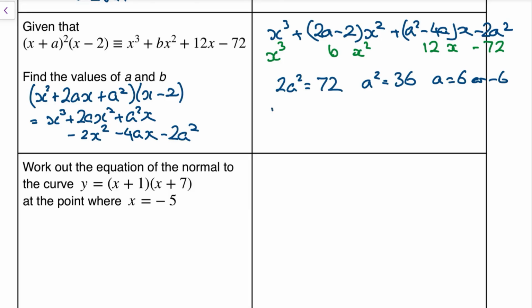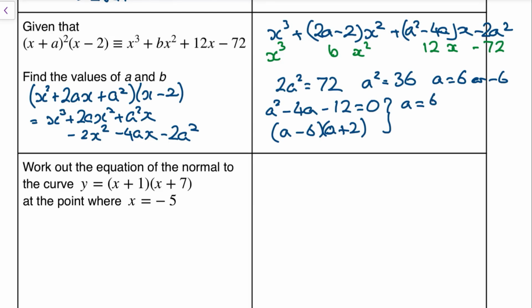coefficient of x. So the coefficient of x tells me that a squared minus 4a is equal to 12, which means that a squared minus 4a minus 12 is equal to 0, which I can factorise down to be a minus 6, a plus 2. In other words, this one tells me that a, this is a really good question. I didn't realise this question would go this way, which tells me that a is going to be equal to 6 or a is going to be equal to minus 2.